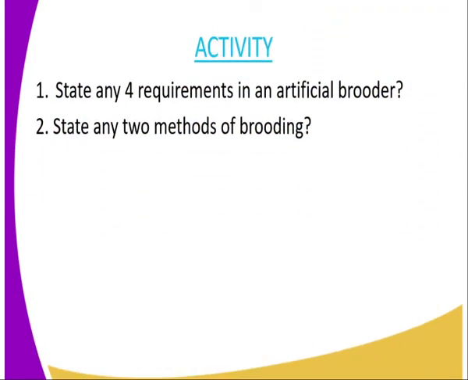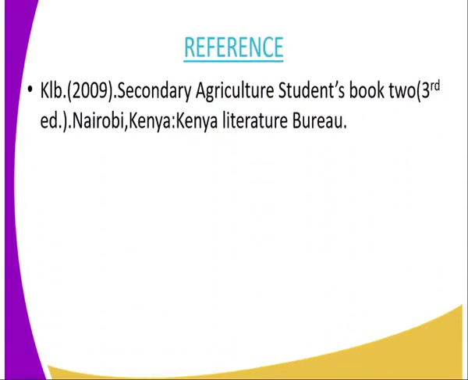Then we have come to the end of today's lesson, and I'm going to mark the end of this lesson by giving you an assignment. The first question, you are supposed to state any four requirements in an artificial brooder, and number two, state any two methods of brooding. And for reference, you can refer to Secondary Agriculture Student Book 4, and the publisher is the Kenya Literature Bureau.